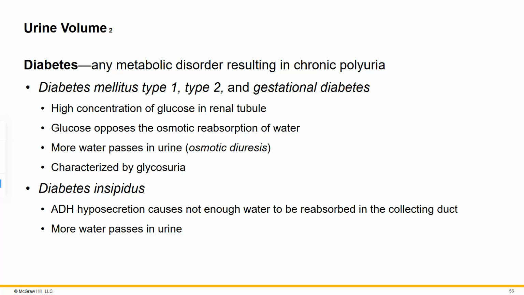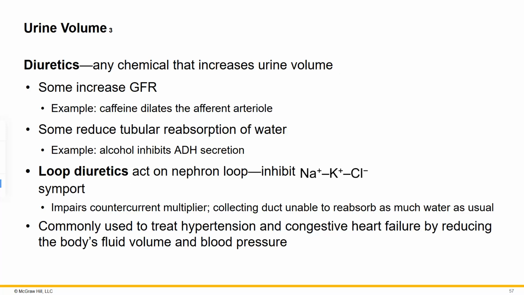Diabetes: any metabolic disorder resulting in chronic polyuria. Diabetes type 1 and 2 are listed, and diabetes insipidus. Basically, increased thirst, increased urination. Diuretics: any chemical that increases urine volume. Some increase the glomerular filtration rate, and some reduce tubular reabsorption of water. Loop diuretics act on the nephron loop and inhibit ion symport. It impairs the countercurrent multiplier. The collecting duct is unable to reabsorb as much water as usual. It's commonly used to treat hypertension and congestive heart failure by reducing the body's fluid volume and blood pressure.